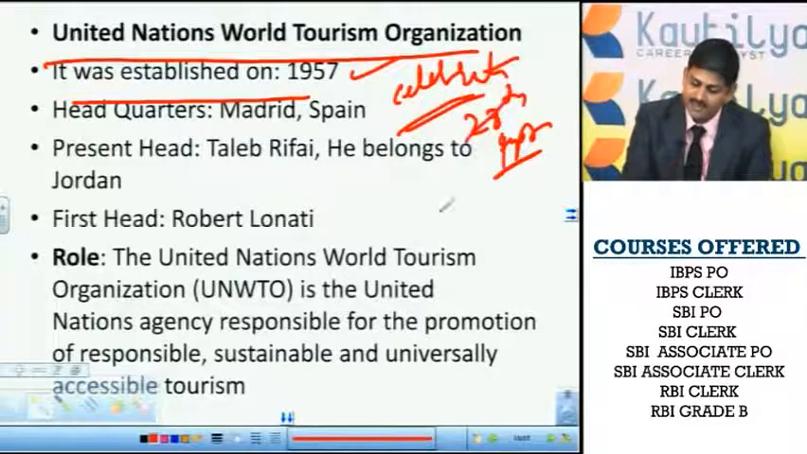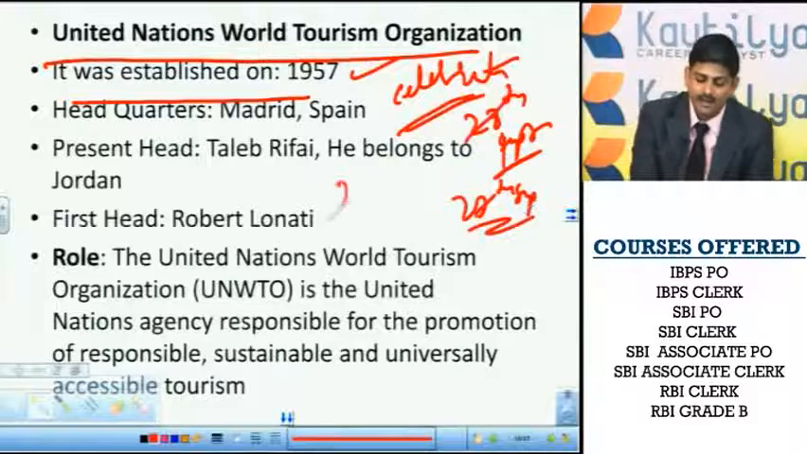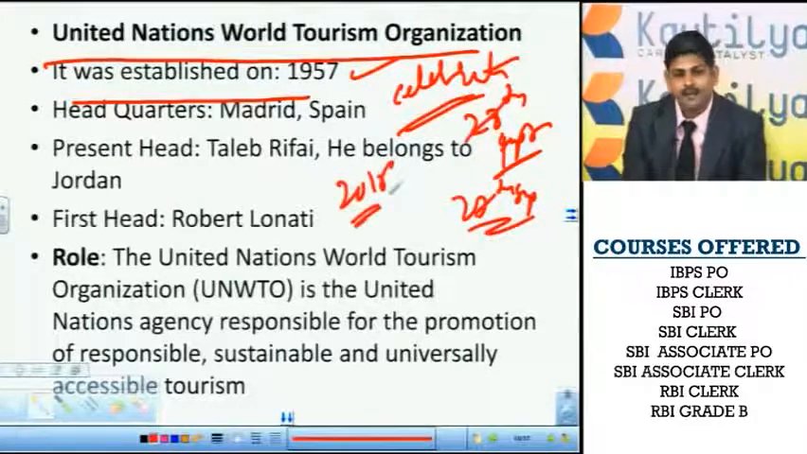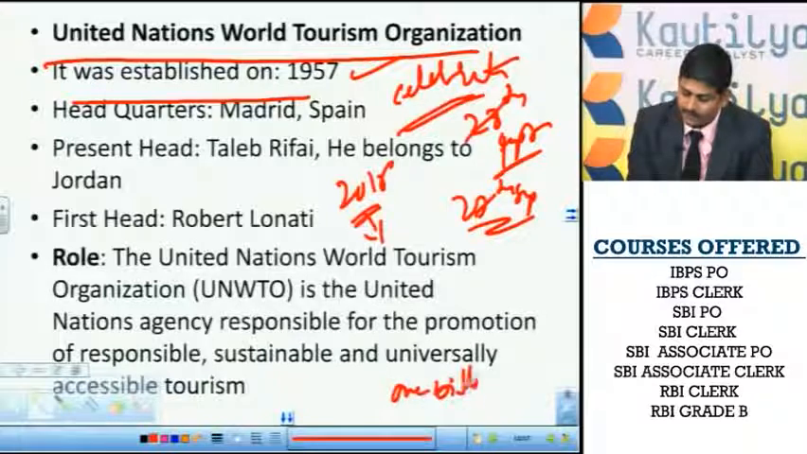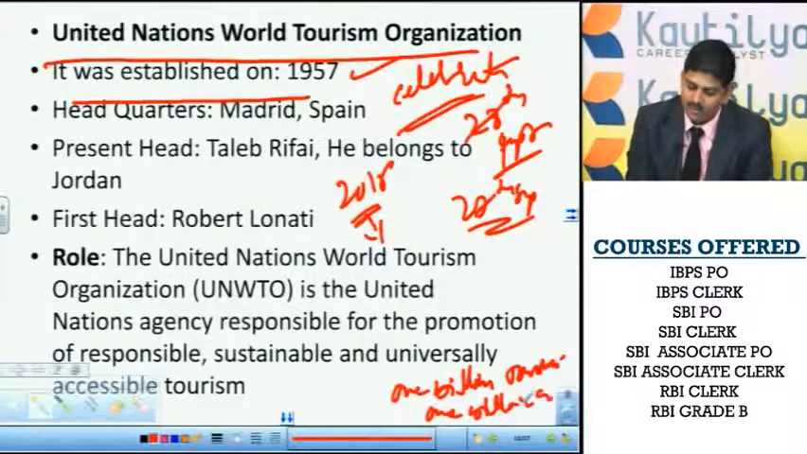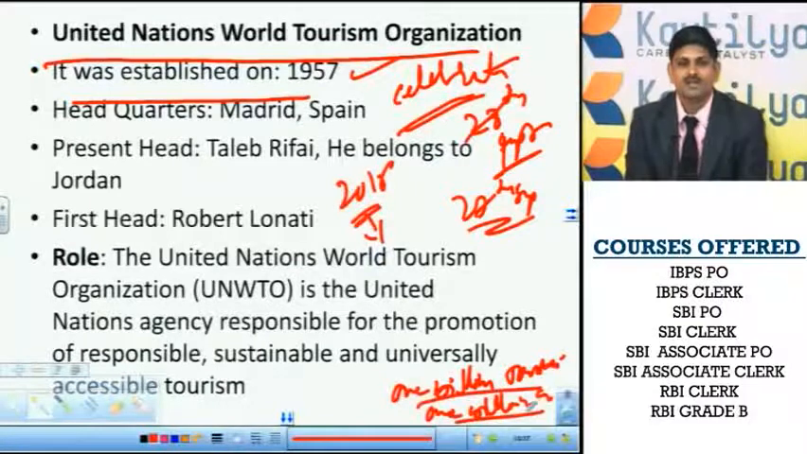It's 27th September. So every year, like other organizations, it has a theme. What is the theme in 2015 of this organization? 1 billion tourists, 1 billion opportunities. This is the theme of 2015 World Tourism Organization.